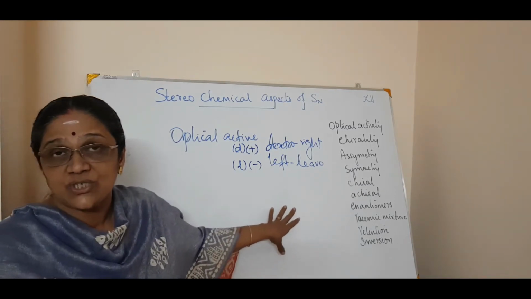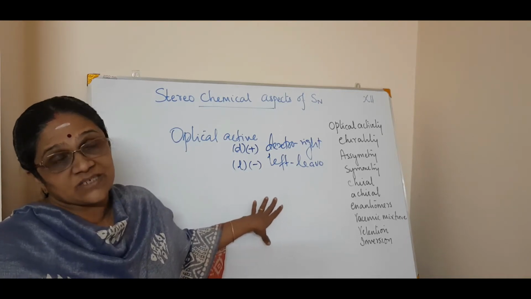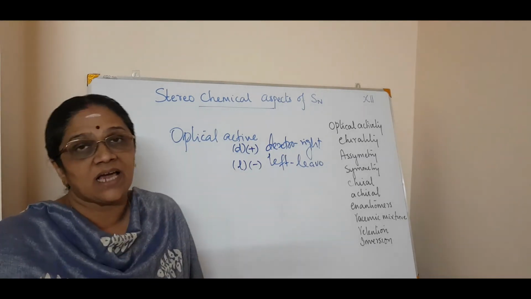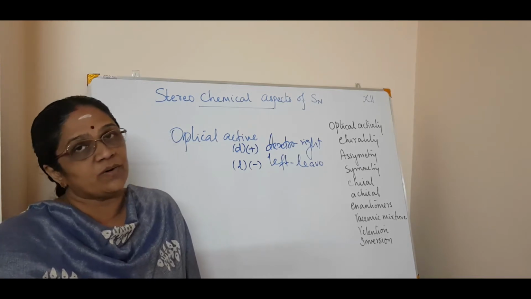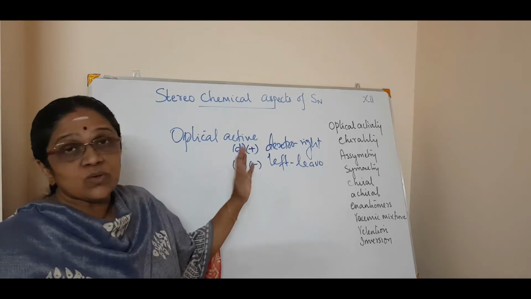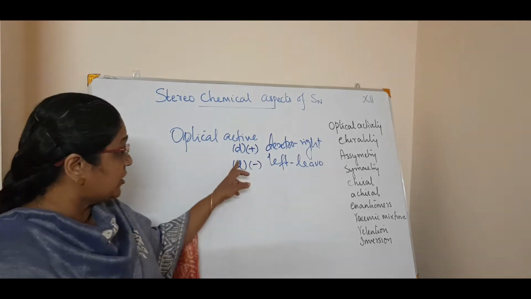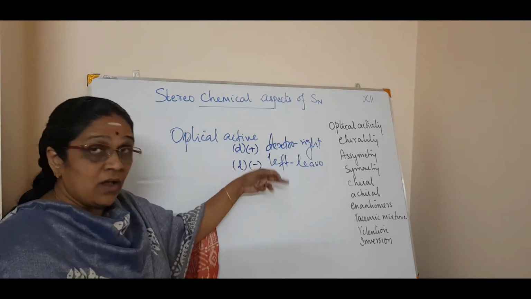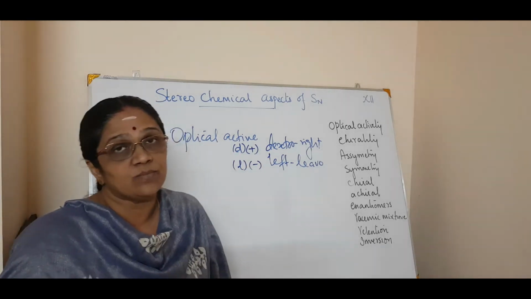The compounds which show such type of rotation behavior, what are they called? Optical isomerism, and the compounds are said to be optically active compounds. For example, I said glucose is dextrorotatory, whereas fructose is levorotatory. Then you can denote it either by plus for dextro and minus for levo, or you can have small d for dextro and small l for levo.